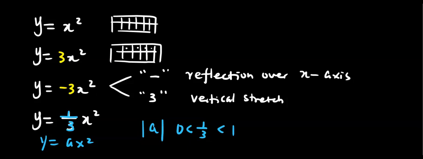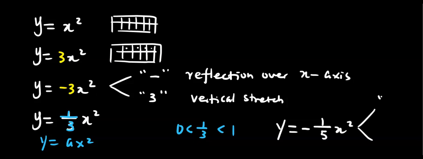Why do I put a in the absolute value? Because sometimes you might have a situation like this. You might have y equals -1/5 x squared. It asks you what happened. You're going to take care of 2 steps. Step 1, you're going to say the negative symbol tells me a reflection over the x-axis happened. And then you're going to take care of this 1/5. 1/5 is greater than 0 and less than 1. Therefore, you're going to say a vertical shrink occurred.